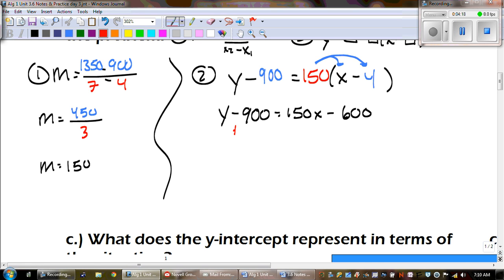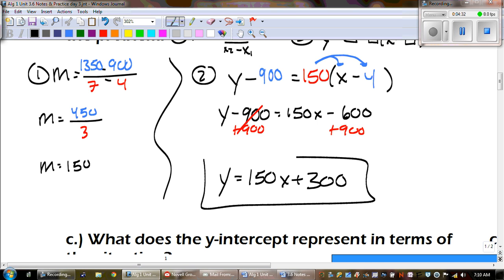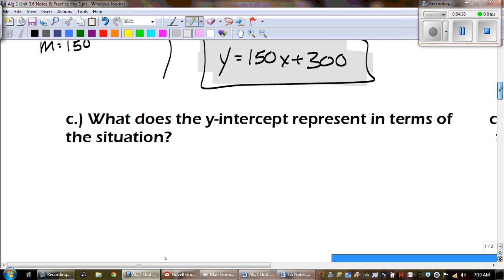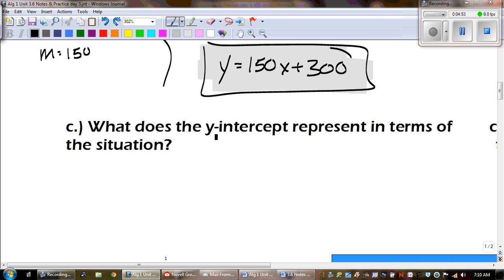To solve, we've got to get the y by itself. Those cancel, and then we get y equals 150x plus 300. Okay, so what does the 300 represent in terms of the situation? The y-intercept, that would be the 300. I like writing the point 0, 300.